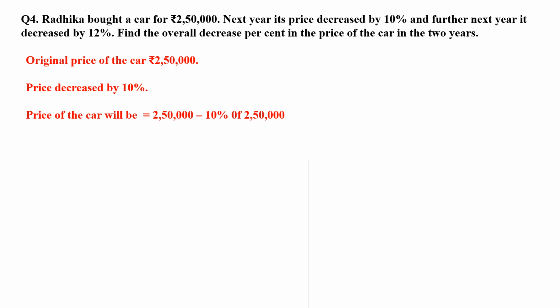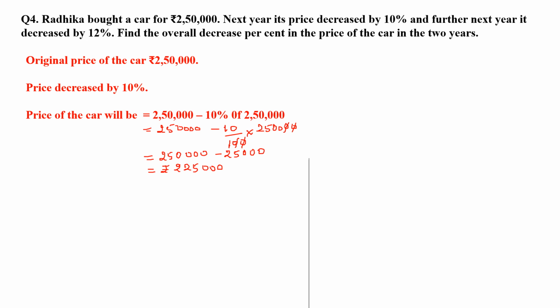Now let's calculate it. So it will be 2,50,000 minus 10 by 100 into 2,50,000. Okay, now reduce the zeros. So 20 I can eliminate it. So it will become 2,50,000 minus 25,000, and from here you can get the price will be 2,25,000.